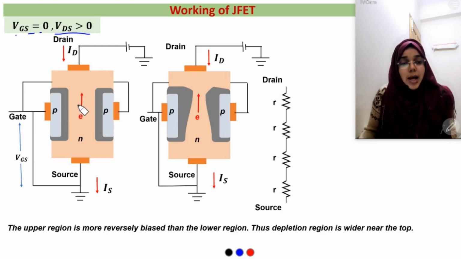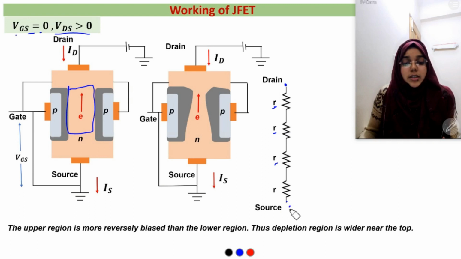Now, what will happen to the depletion width when we put VDS as positive? For this, we need to explain the resistance in the channel region. Let's say the channel resistance is divided into some discrete components like this, each having a value of R. This is the drain point and this is the source terminal where the voltage is 0. Let's say at the drain terminal we have applied 2 volt.